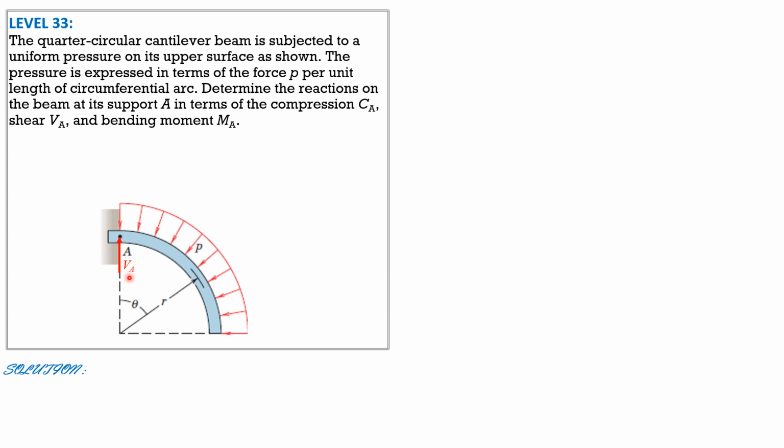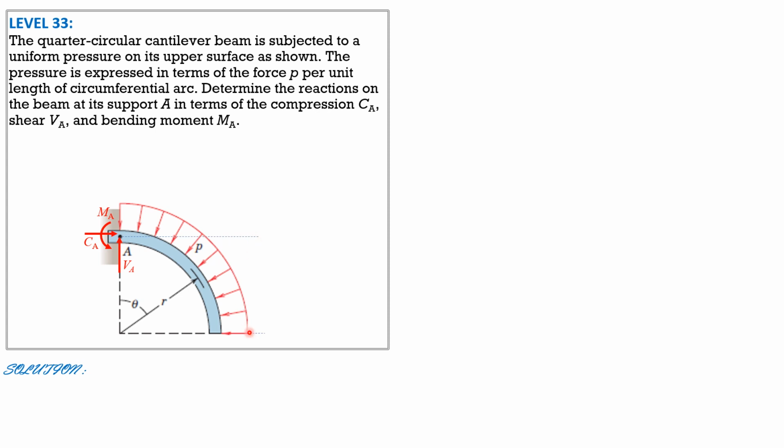So we use the horizontal and vertical projection in order to compute for the compression, shear, and bending moment. So let's call the vertical reaction at A as V sub A, the compression as C sub A, and the bending moment, counterclockwise positive, as M sub A. Then for the loading, we have to obtain the projection.